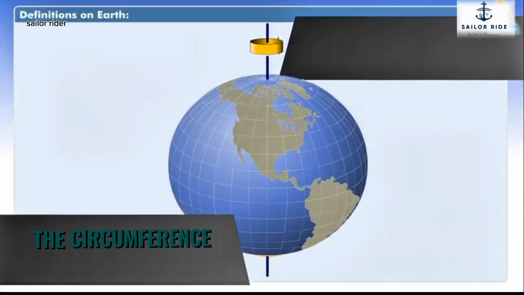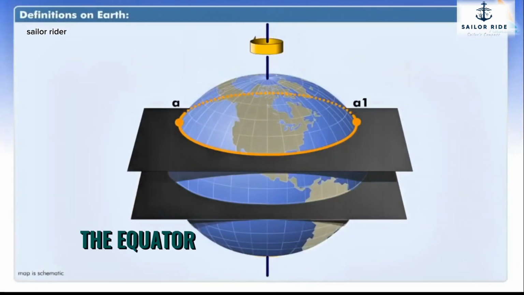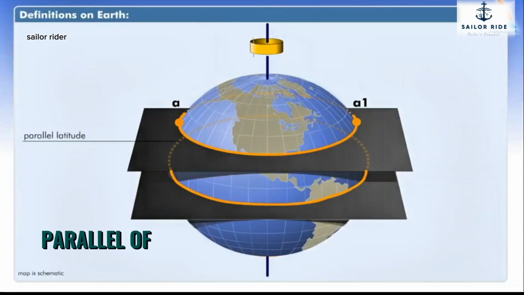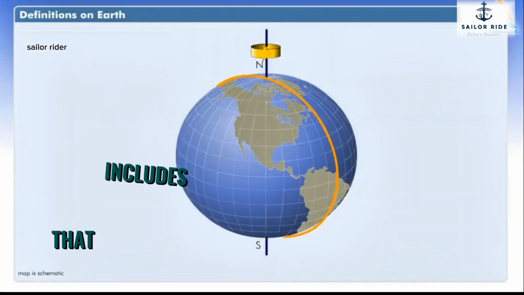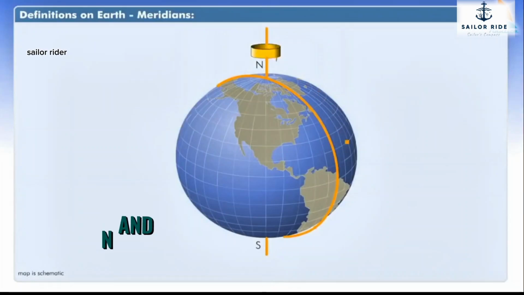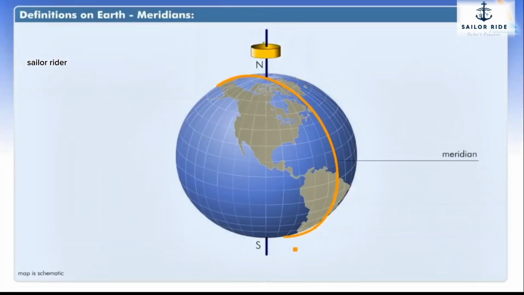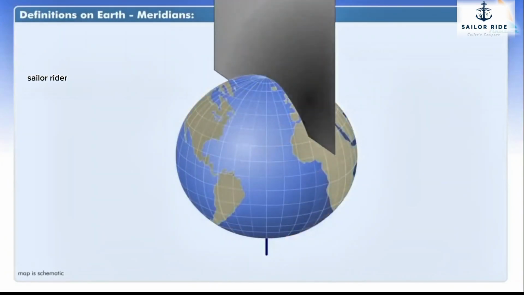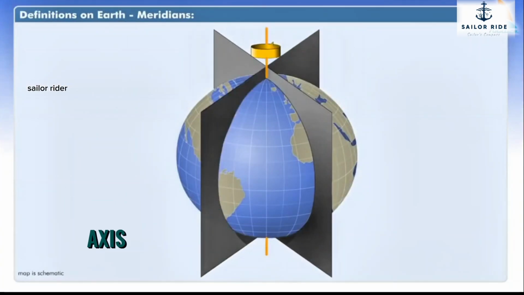The circumference of the small circle A1 with a plane parallel to the equator is called the parallel of latitude. The circumference of the great circle that includes the hypothetical axis N and S, the geographical poles, is called a meridian. Therefore, the line joining N and S is a meridian. The meridian planes intersect at the axis of the Earth.